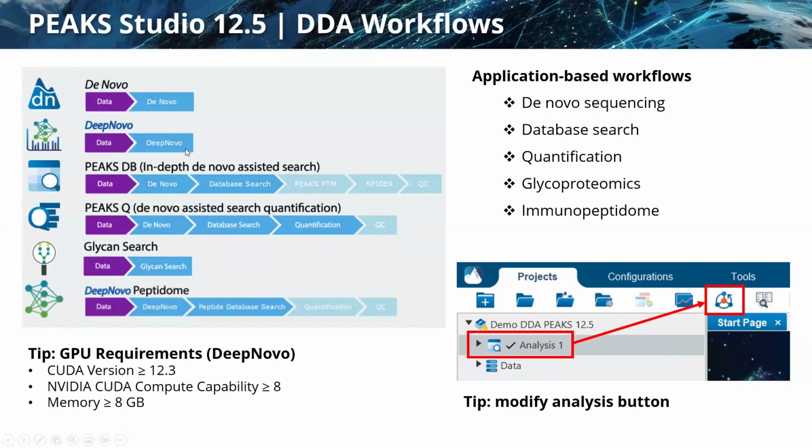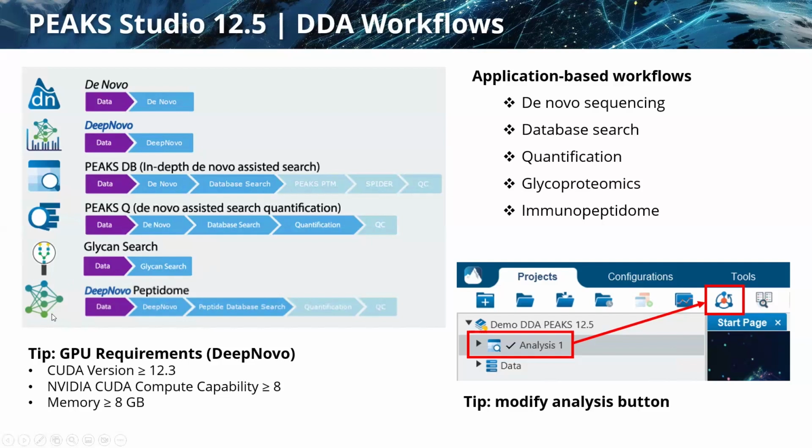And in order to perform the DeepNovo, you need a GPU with a CUDA version greater than 12.3, NVIDIA CUDA compute capability greater than or equal to 8, and a memory of greater than or equal to 8 gigabytes. If you don't meet these requirements, you might notice that the DeepNovo workflow is grayed out. And so if you see that, that is why.